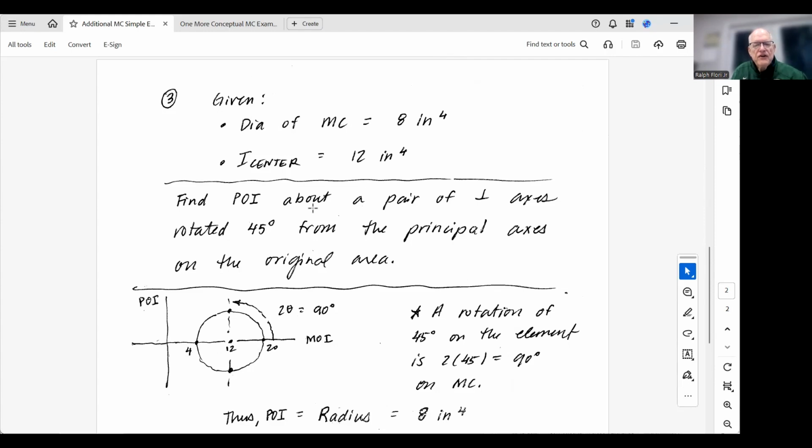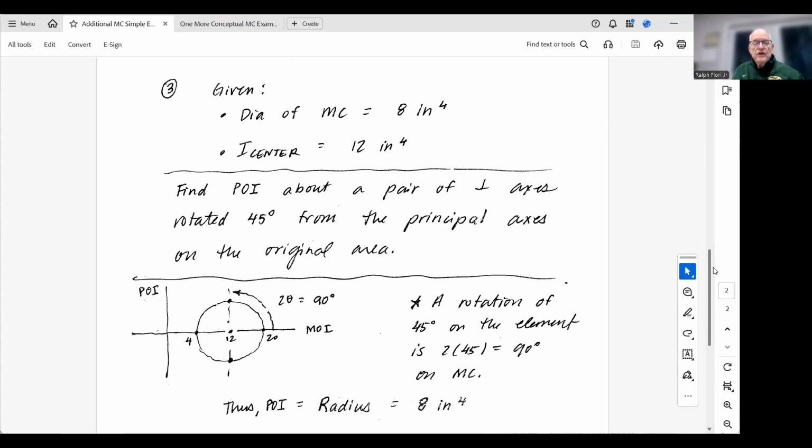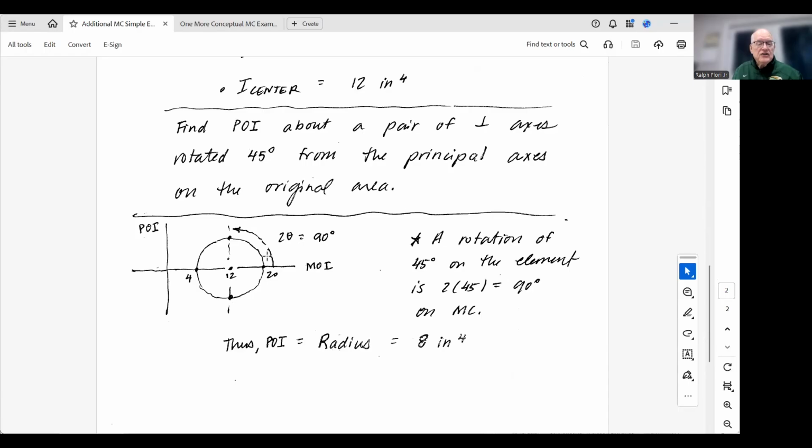It says find the product of inertia about a pair of axes 45 degrees from the principal axes on the original area, which basically means 90 degrees from the principals on the Mohr circle. Well, 90 degrees on Mohr circle takes you up to the top of the circle and the bottom of the circle. And so these guys have a product of inertia that's equal to the radius, which is 8 on this guy. And then finally, one more conceptual problem.